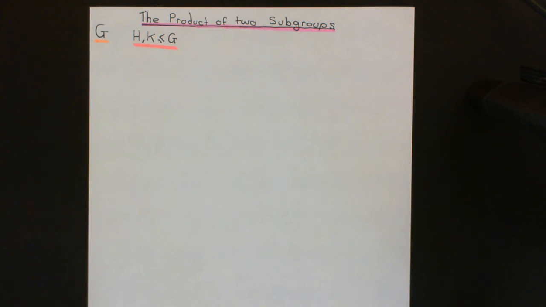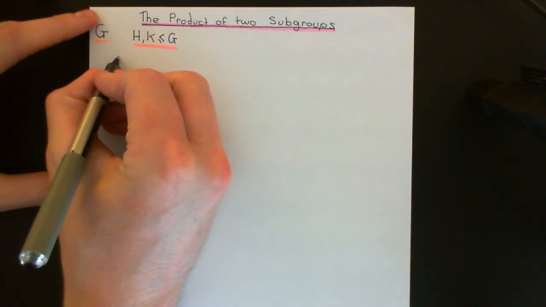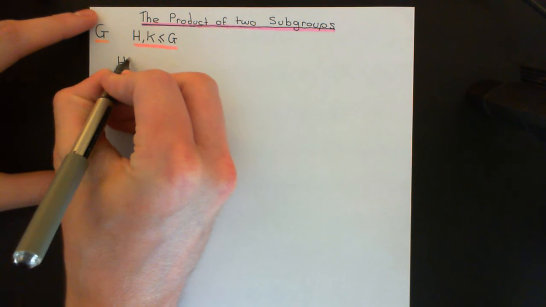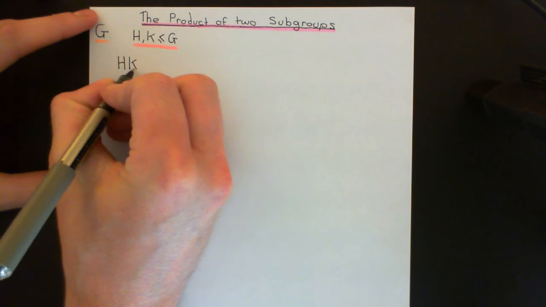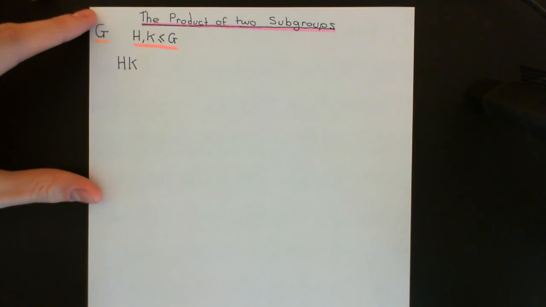Okay, so H and K then are our subgroups of the group capital G, and now what we're going to do is define the product of these two subgroups. Okay, and this product is just going to be written H next to K, like so. So this is the product of the two subgroups H and K.